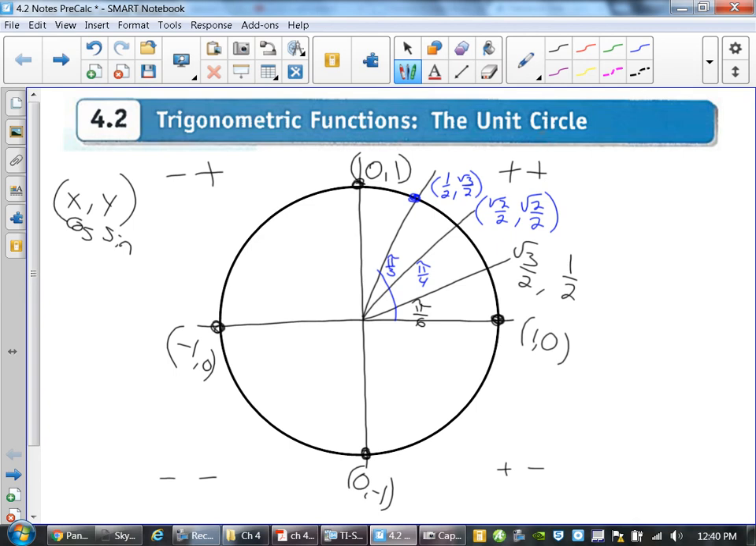Coming back over here. It's bounced off of 2 pi. Means it's pi over 6 away from it, or 11 pi over 6. And your ordered pair, your x values become positive again, but your y value is negative.